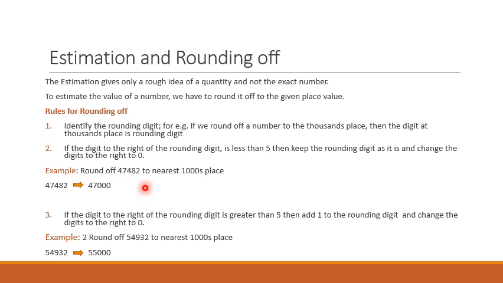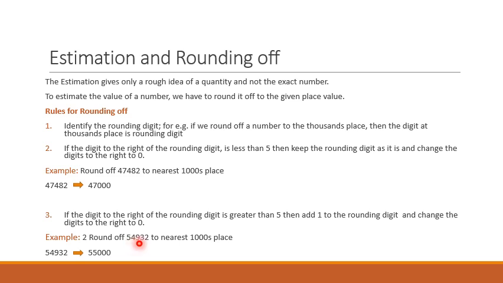Now the third rule says if the digit to the right of the rounding digit is greater than 5, then we add 1 to the rounding digit and change the digits to the right to 0. So let's understand it with an example. Here, round off this number to the nearest thousands place. Again, we have to round off to the nearest thousands place. So let's see which digit is at the thousands place. Here we have 4. 4 is at the thousands place.